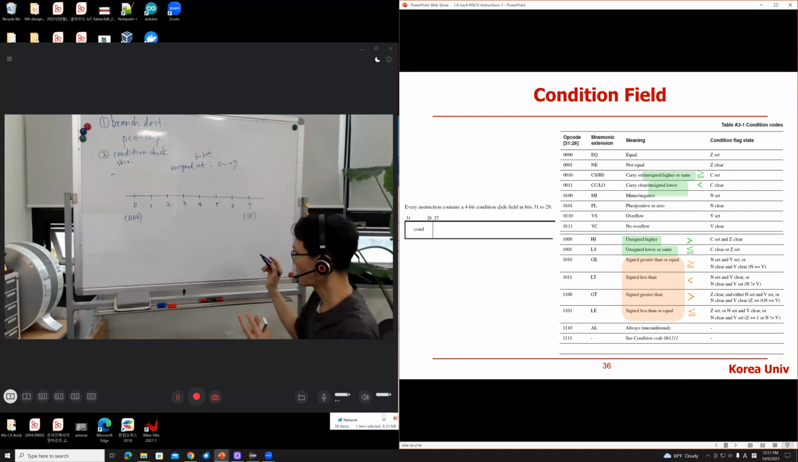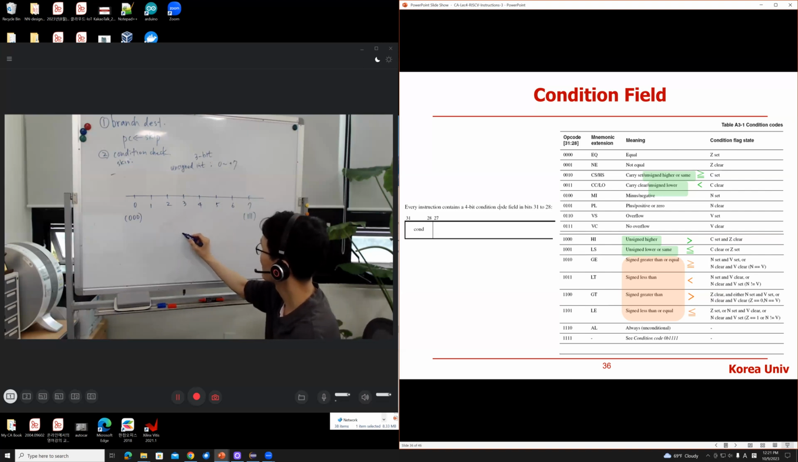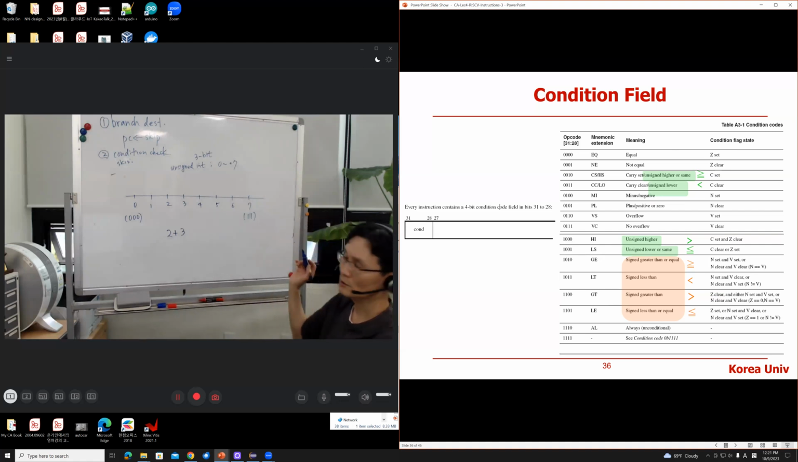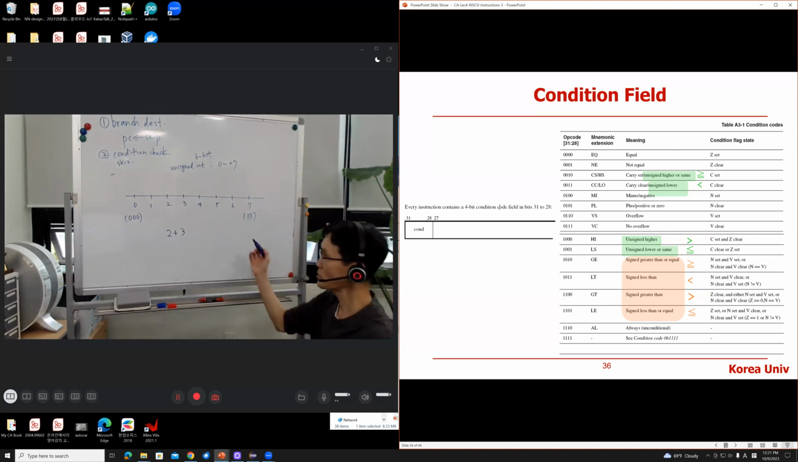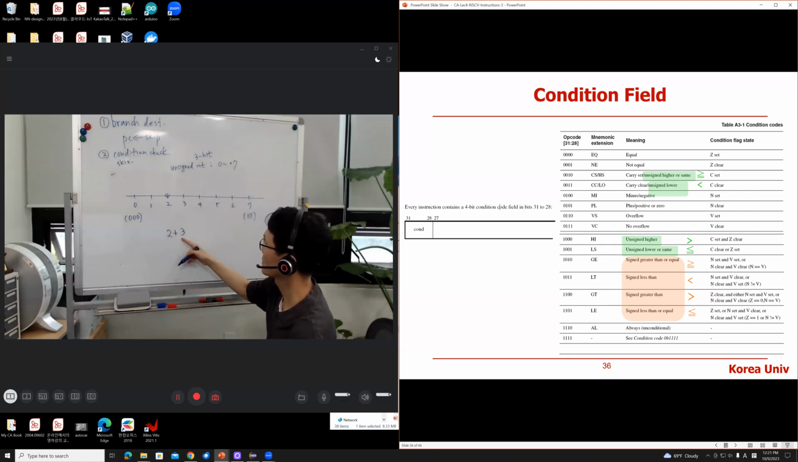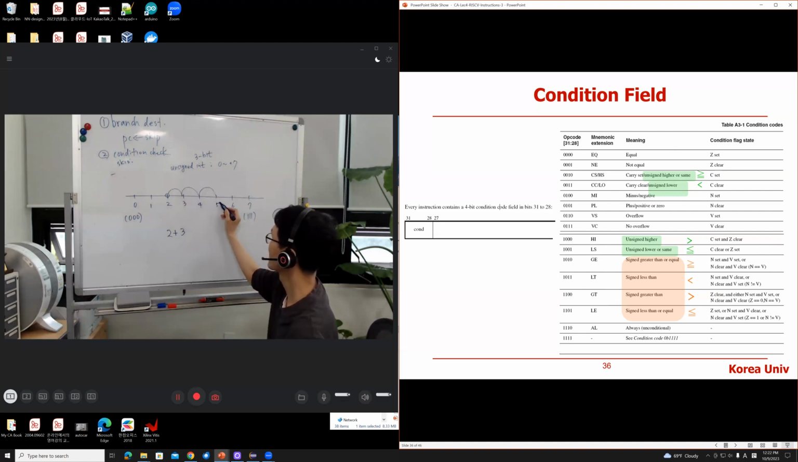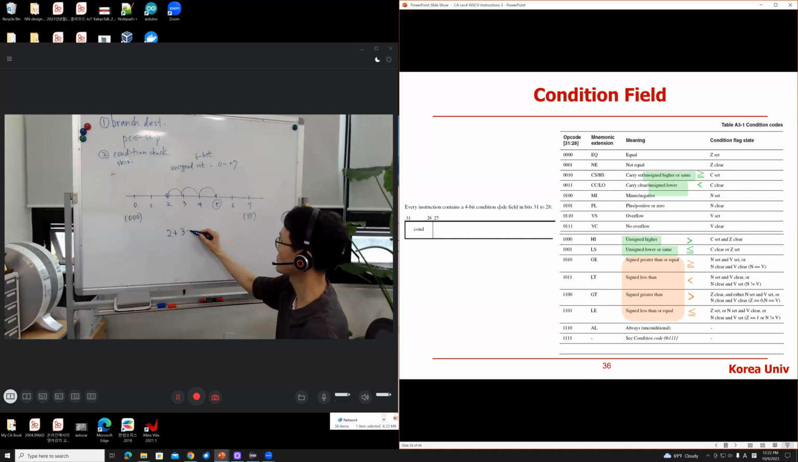So what are overflow and underflow? Think about this example: you are adding 2 plus 3. What is 2 plus 3? Graphically, starting from location 2, you are moving 3 steps forward: 1, 2, 3. So this is the solution, 5.